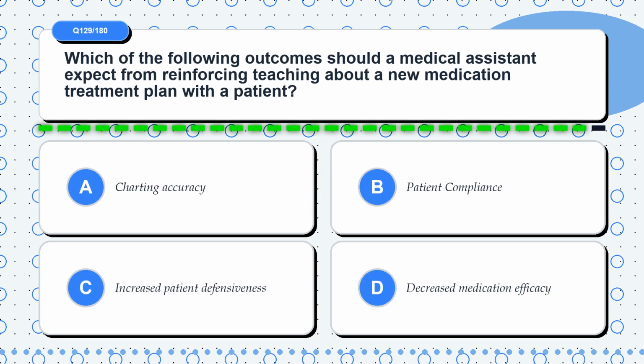Question 129. Which of the following outcomes should a medical assistant expect from reinforcing teaching about a new medication treatment plan with a patient? Here are the options. Option A, charting accuracy. Option B, patient compliance. Option C, increased patient defensiveness. Option D, decreased medication efficacy.